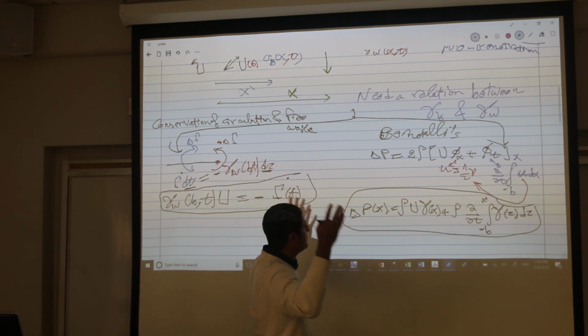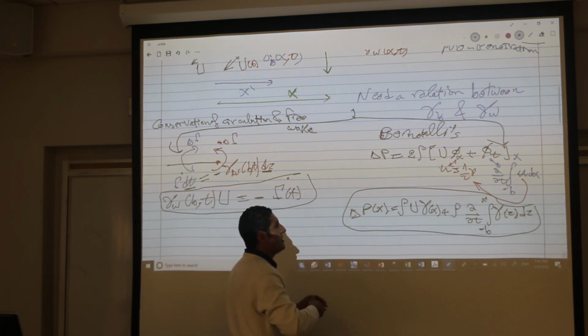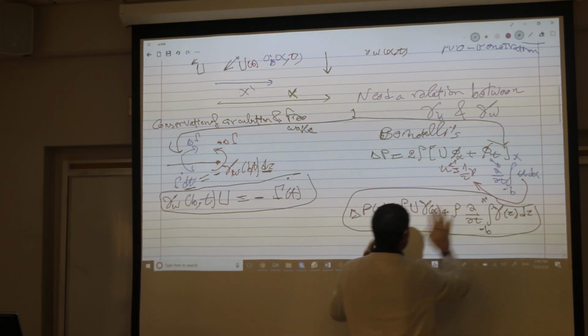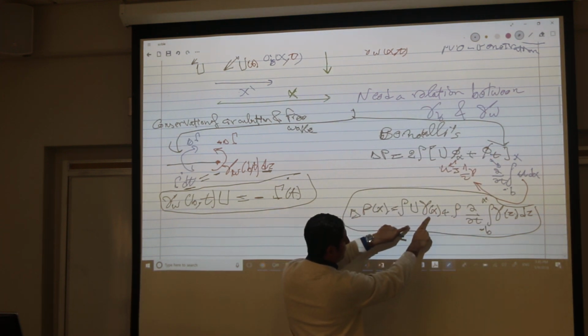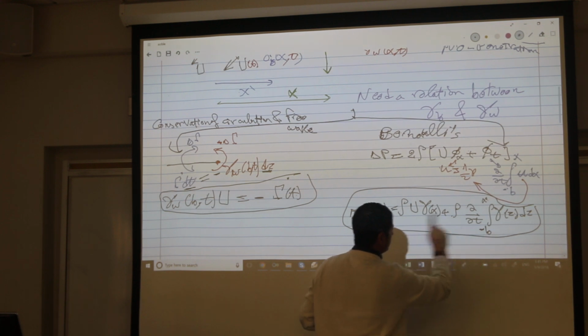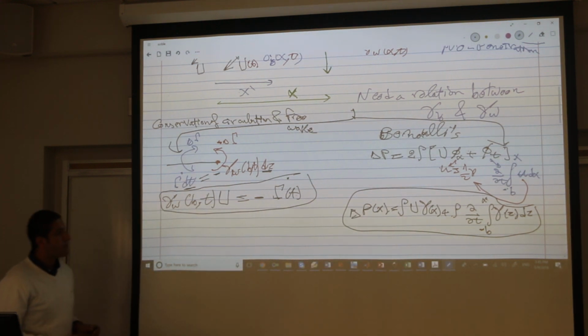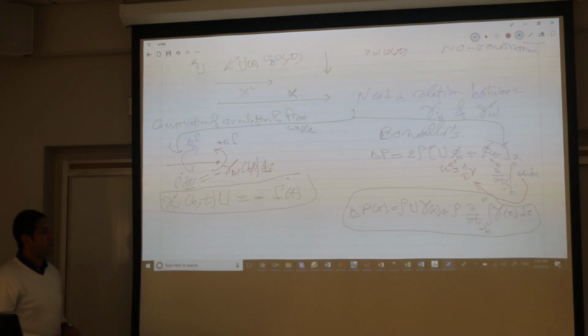I mean, Bernoulli is usually pressure to velocity. Then we managed to write it pressure to velocity potential. Here is pressure versus circulation distribution. Pressure versus vorticity or circulation distribution. Okay? Because we'll work with circulation.